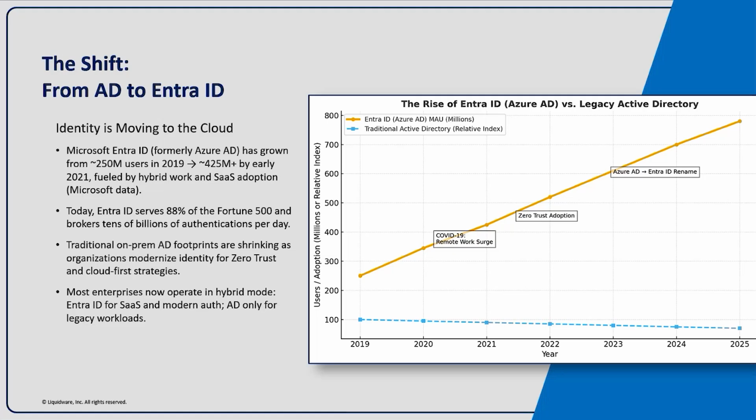Today, it serves 88% of Fortune 500 and brokers tens of billions of authentications per day, according to Microsoft. Traditional on-prem AD footprints are shrinking as organizations move to this zero-trust cloud-first strategy. Most enterprises now operate in a hybrid mode. We recently did a poll to the community, and we found out that 80% of our customers and prospects indeed already have a hybrid approach to manage their users between AD and Entra ID.